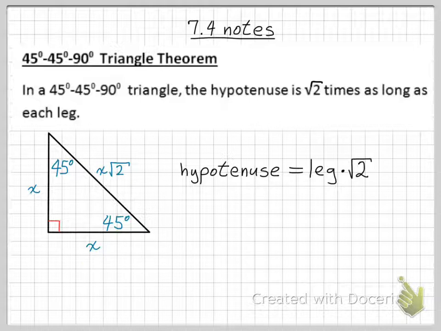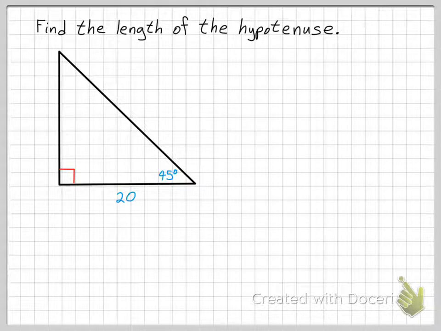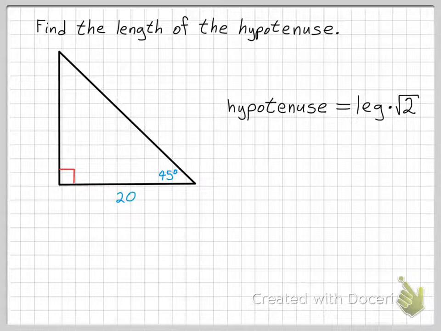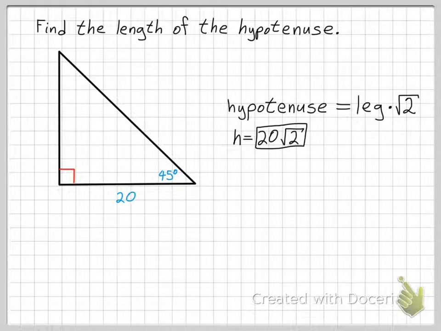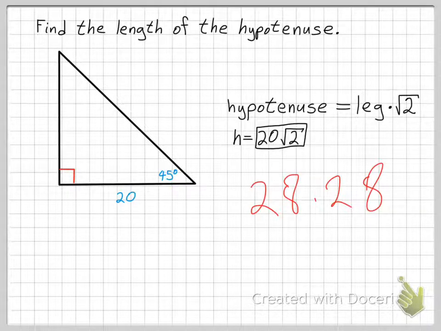So what kinds of problems might you get based on this 45-45-90 theorem? Problems like this: find the length of the hypotenuse. In this case, the length of a leg is 20, so the other leg would be 20 as well, but that's not what it's asking. It's asking for the length of the hypotenuse, which is equal to the leg times root 2. So the answer is simply 20 root 2, and you're done. If you need decimal form, you can multiply 1.4142 by 20 and get 28.28, but that's not really necessary, only if it says to give the answer in decimal form.